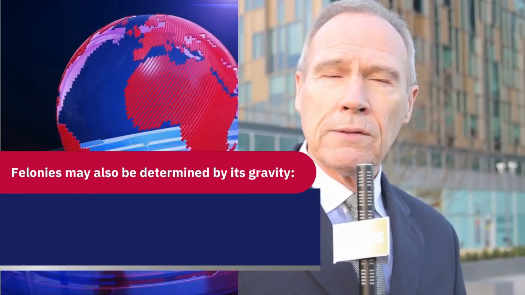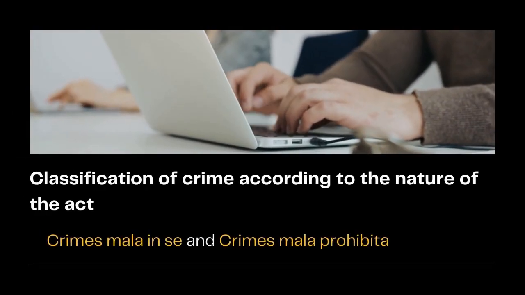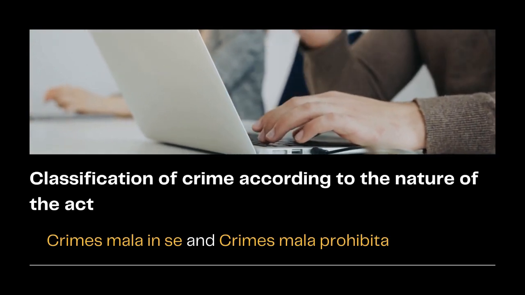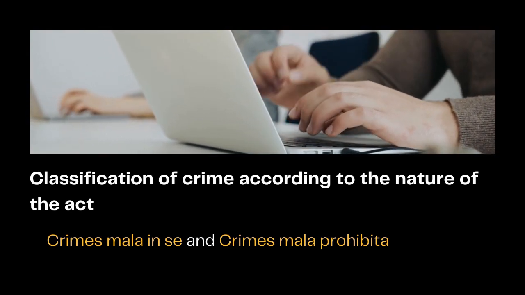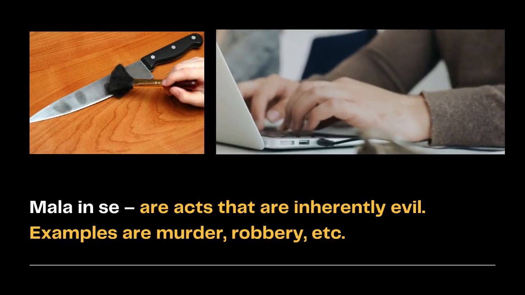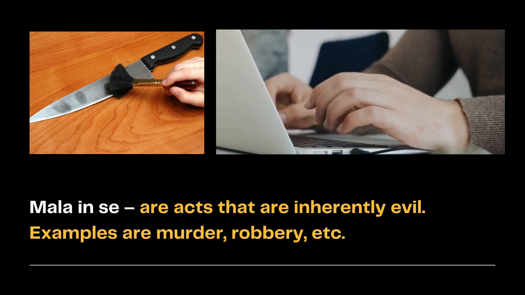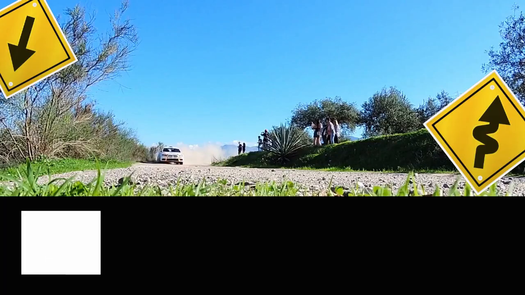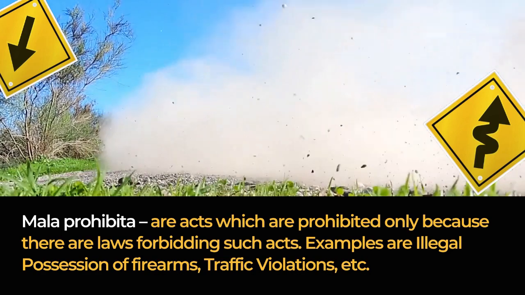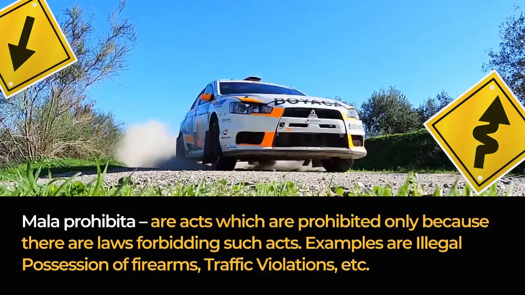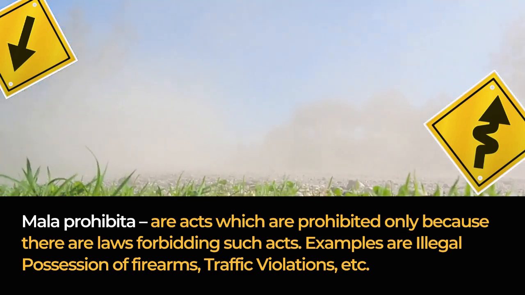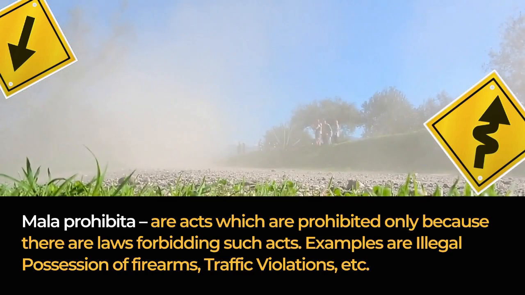Another classification of crime is according to the nature of the act, under which are crimes mala in se and crimes mala prohibita. A. Crimes mala in se are acts that are inherently evil. Examples are murder, robbery, etc. B. Crimes mala prohibita are acts which are prohibited only because there are laws forbidding such acts. Examples are illegal possession of firearms, traffic violations, etc.